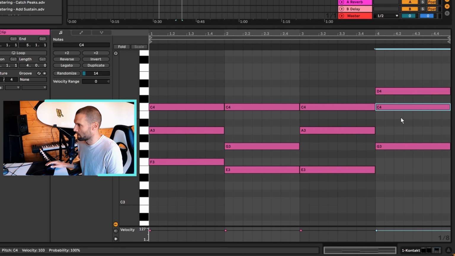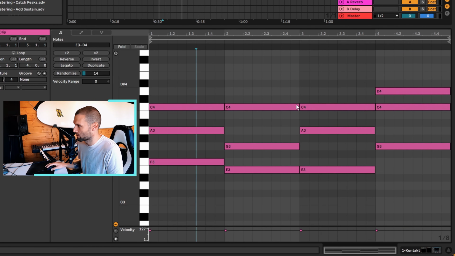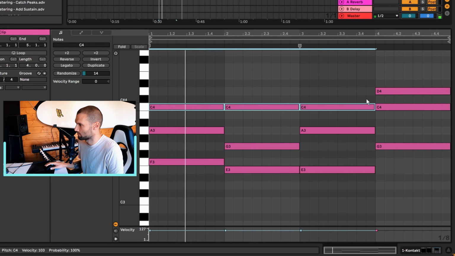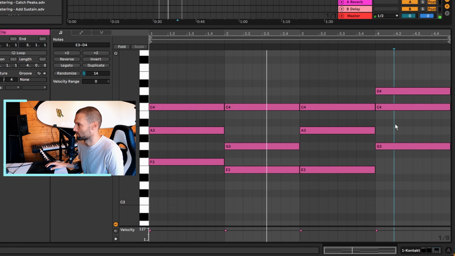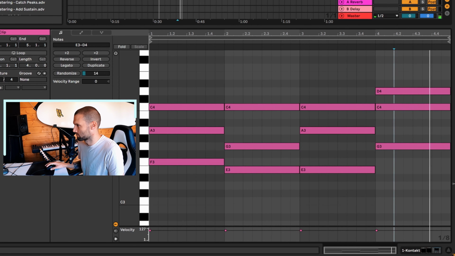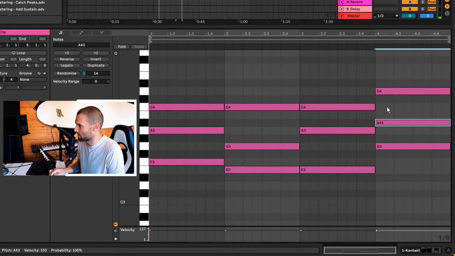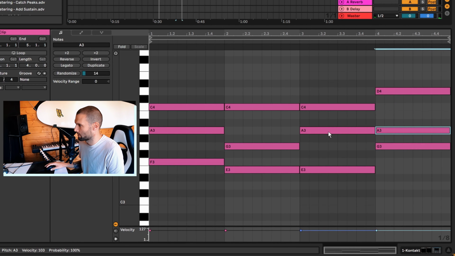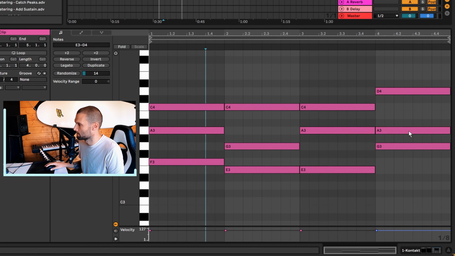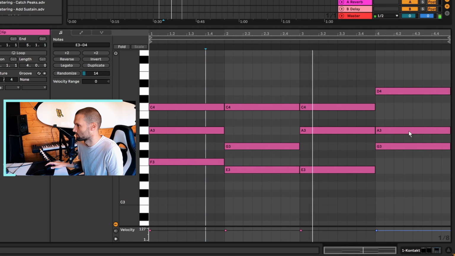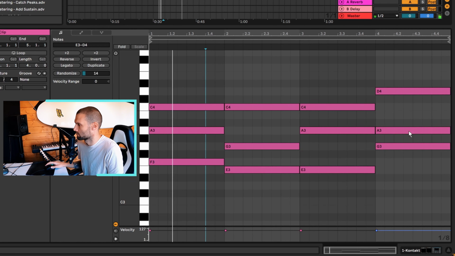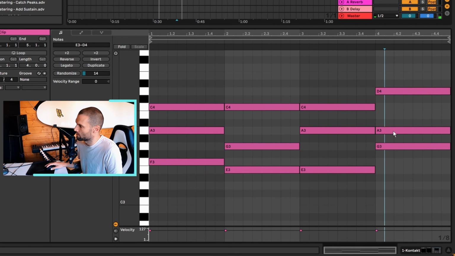Let's try moving the B up. So we're making a sus4 chord, and now we've got the C note in common. Like that. Let's try bringing it down to the A. Now we're making that common note the A. I like that one the most, I think.